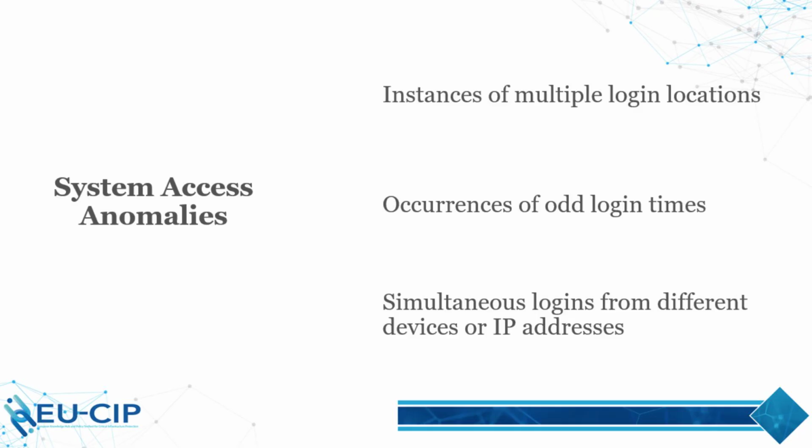Monitoring for system access anomalies is essential in identifying potential insider threats. Start by watching for multiple login locations. If a user logs in from geographically distant locations within a short time frame, it could indicate credential compromise or unauthorized access. Next, look out for odd login times, such as access during late nights, weekends, or holidays, especially if it's inconsistent with the employee's normal work pattern.